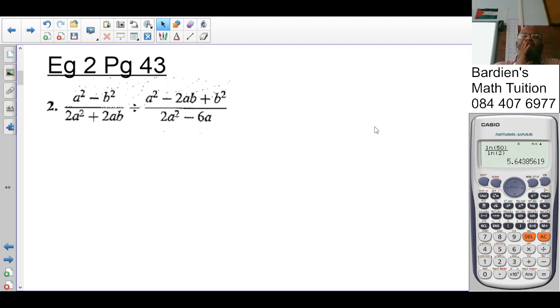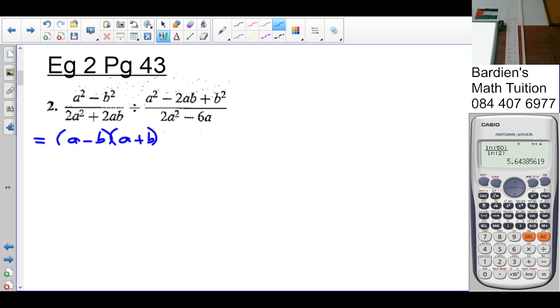Okay, so let's do this. a squared minus b squared is a minus b, a minus b, over a. What can happen to 2a squared plus 2ab? Factorize. a or 2a? 2a. You must take out the highest common factor. So it's 2a. What are we left with?